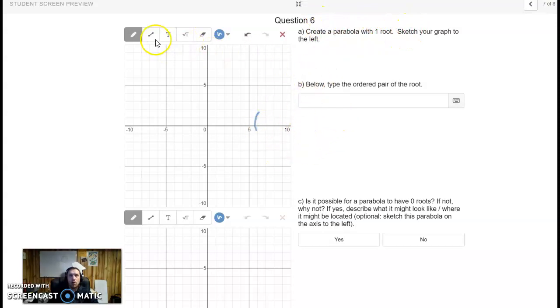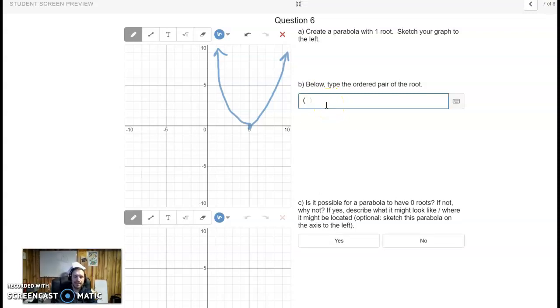So to have one root, remember it has to start on the graph. So here's one example where it starts on the x-axis, and that root there is 5, 0. So sometimes we have one root when the vertex is on the x-axis.